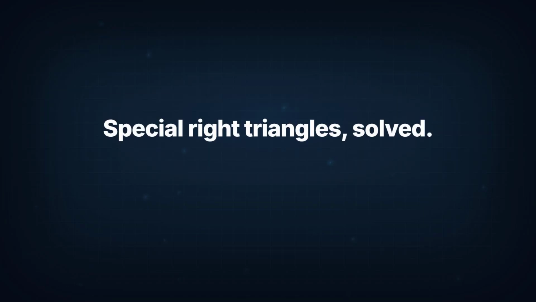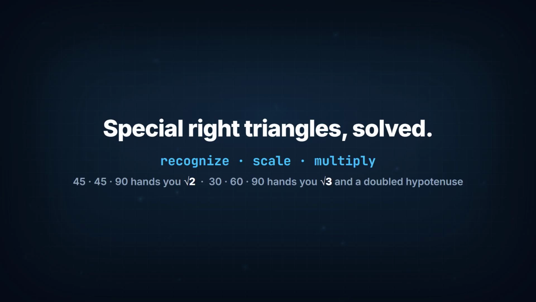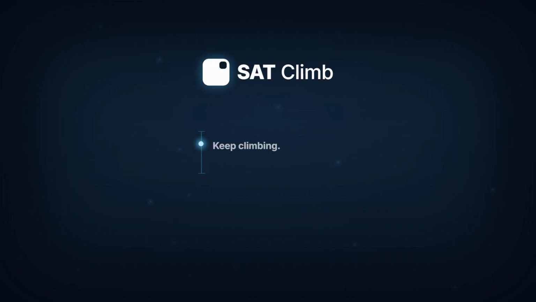Special right triangles solved. Recognize the shape, find the scale factor, then multiply. 45, 45, 90 hands you root 2. 30, 60, 90 hands you root 3 and a doubled hypotenuse.